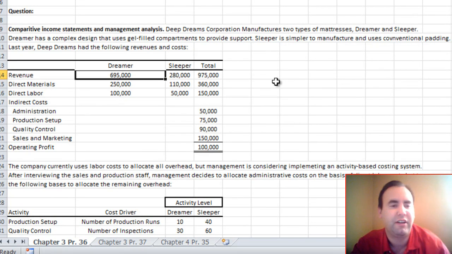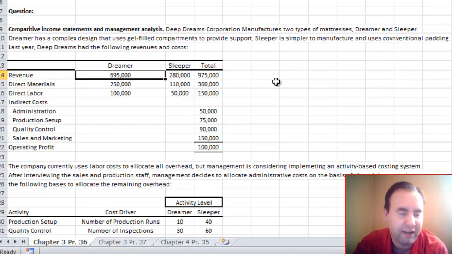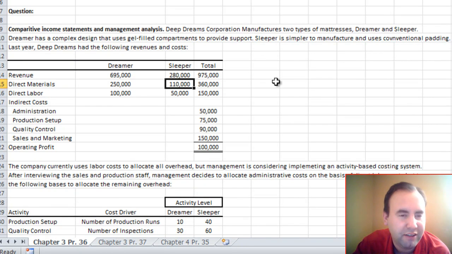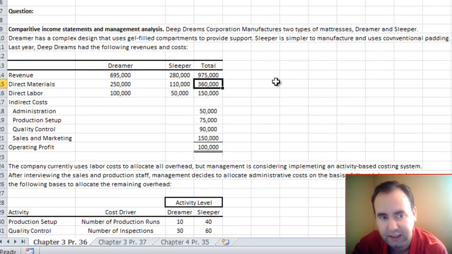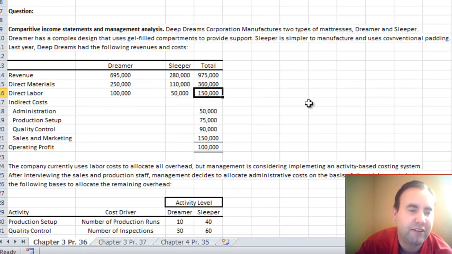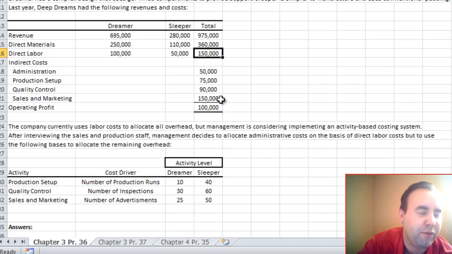As you can see, our revenue was $695,000 for the Dreamer. The Sleeper made $280,000 of that, and we had a total of $975,000. The direct materials associated with the Dreamer were $250,000. For the Sleeper, it was $110,000, for a total of $360,000. For the direct labor, we had $100,000 for the Dreamer, $50,000 for the Sleeper, for a total of $150,000 in direct labor costs. As we move down, we see our indirect costs being $50,000 for administration, $75,000 for production setup, quality control at $90,000, sales and marketing at $150,000, and an operating profit of $100,000.